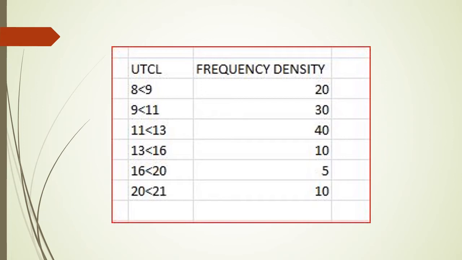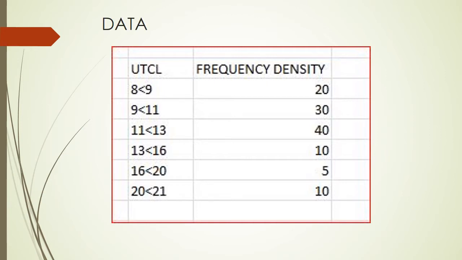We have the aperture class limit and the frequency density. The aperture class limit shows us the classes we're going to have on the x-axis: 8 to 9, 9 to 11, 11 to 13, 13 to 16, 16 to 20, 20 to 21. Again, the frequency density gives us the heights of the particular classes. Like the first class will have a height of 20, the second one 30, 40, 10, 5, and 10. And so that's the data we are using to develop a histogram using Excel.